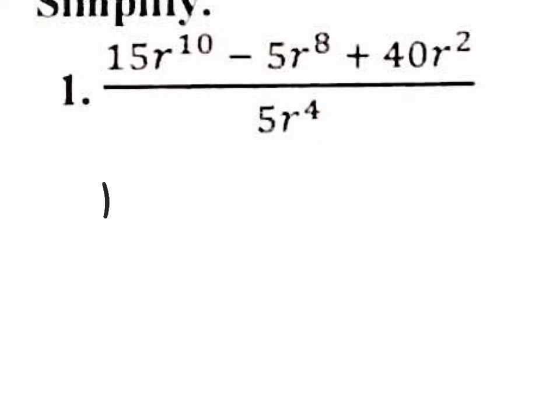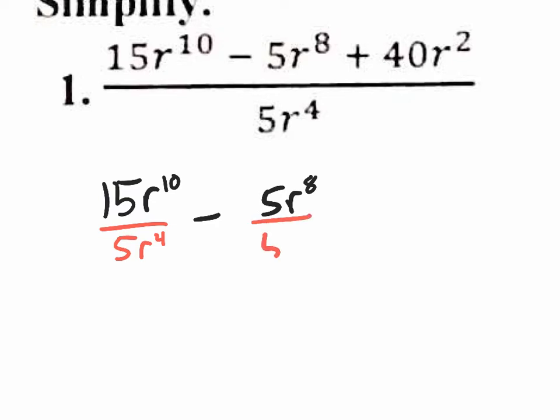You just split it up. You have 15r to the 10th over what? Over the 5r to the 4th. But then you have minus 5r to the 8th over what? Over 5r to the 4th. And at the very end, plus 40r to the 2nd over what? Over 5r to the 4th. So I took that denominator of that single term, 5r to the 4th, and I put it under there, and under here. Make sense?